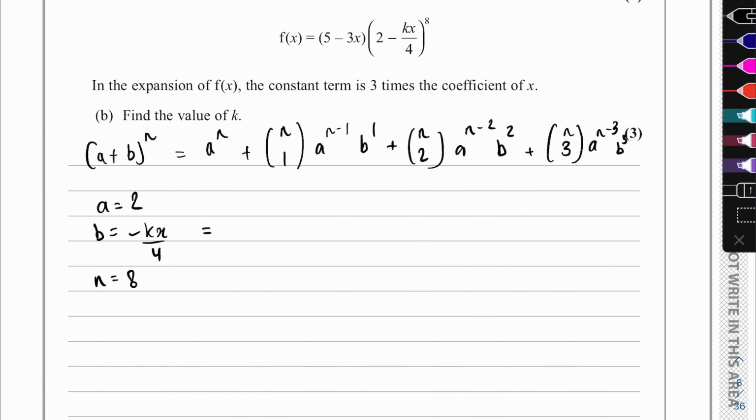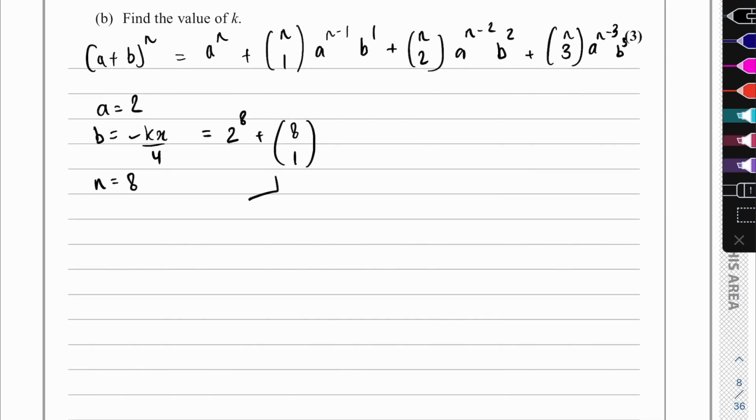So we get what? We get 2 to the power of 8. So that's fine. Plus 8C1. And this is applying the formula nCr. This is the same thing as saying 8 factorial over 1 factorial times 8 minus 1, which is 7 factorial, and this gives us 8. And then this is a to the power n minus 1, so that's 2 to the power of 8 minus 1. So I'm going to write 8 minus 1. And what's our b? Minus kx over 4.